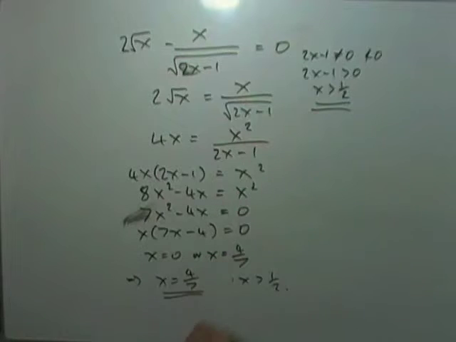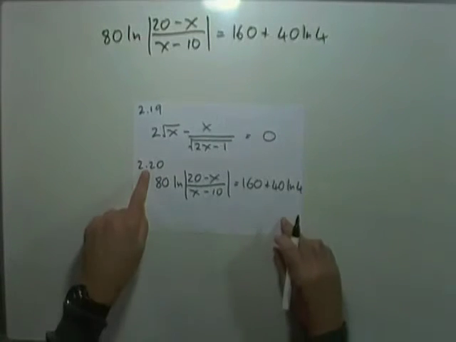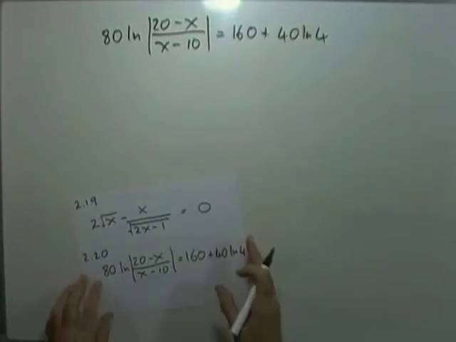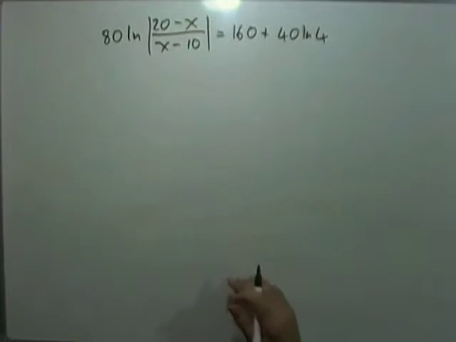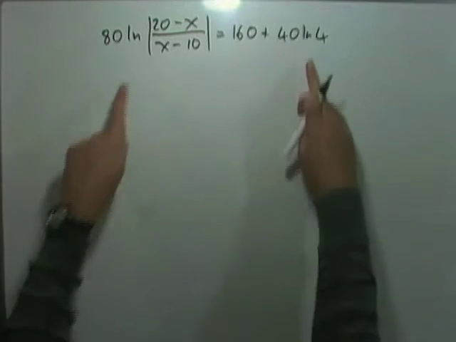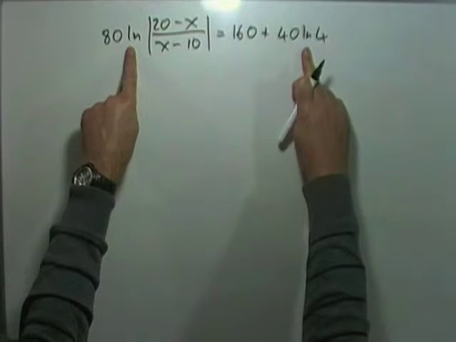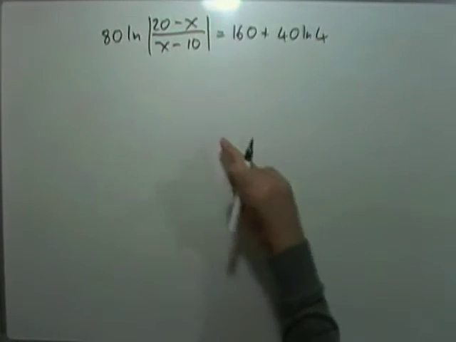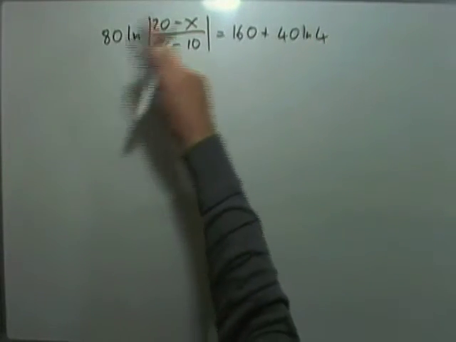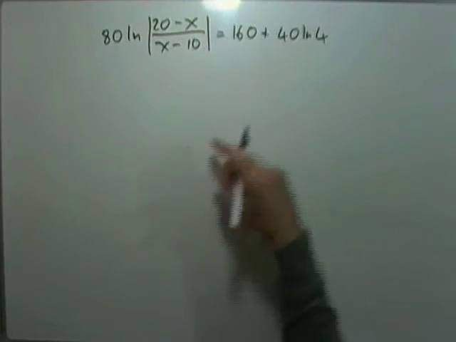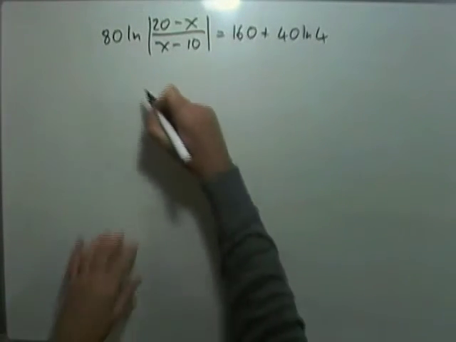Right, clear the board. Right, here, ready to go for part 220, an equation with logs in it. Well, the first thing would be, obviously I want to get these logs together, but they're not going together when I've got different numbers in front of them, so there are different techniques. I'm not going to put the 80 in as a power or the 40 in as a power. I'll just divide everything by 80.